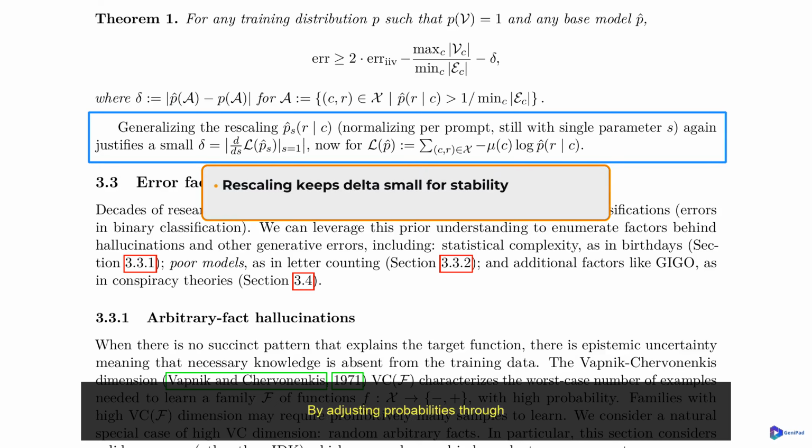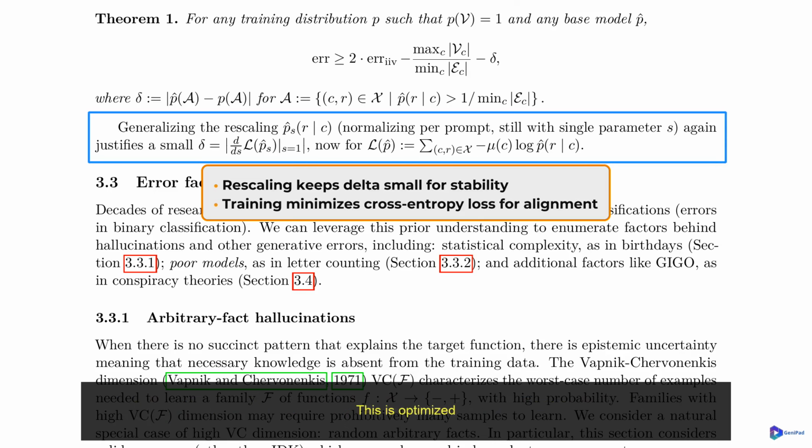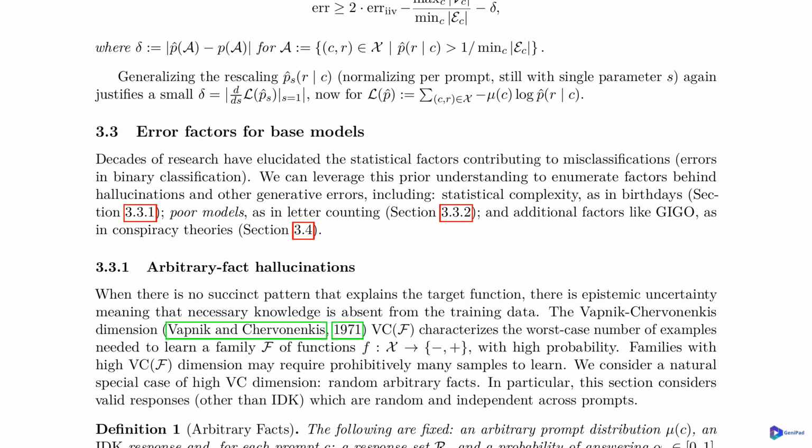By adjusting probabilities through rescaling and normalization per prompt, we can keep delta small, meaning the model remains stable and close to the training distribution. This is optimized during training by minimizing the cross-entropy loss, which measures how well the model's predictions match the actual data.